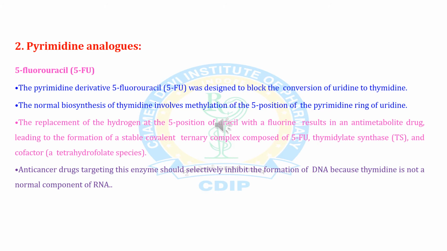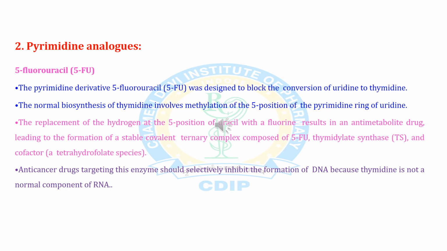In this class, the first drug is 5-fluorouracil. The pyrimidine derivative 5-fluorouracil was designed to block the conversion of uridine to thymidine. The normal biosynthesis of thymidine involves methylation of the fifth position of the pyrimidine ring of uridine. The replacement of hydrogen at the fifth position of uracil with fluorine results in an anti-metabolite drug, leading to the formation of a stable covalent ternary compound composed of 5-fluorouracil and its cofactor.